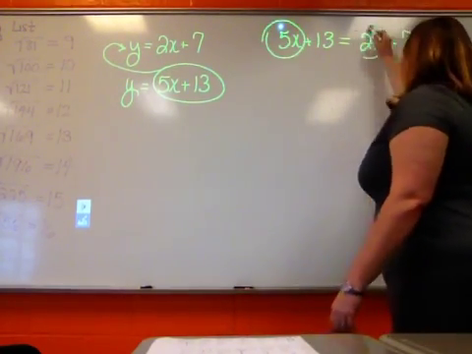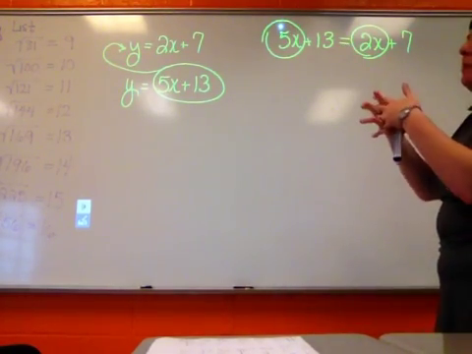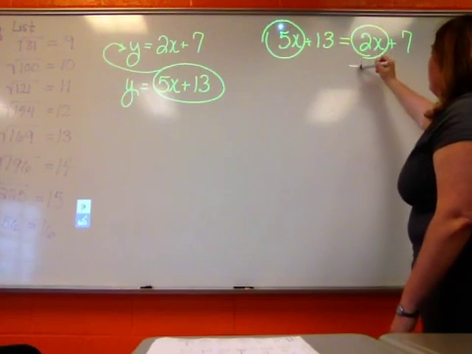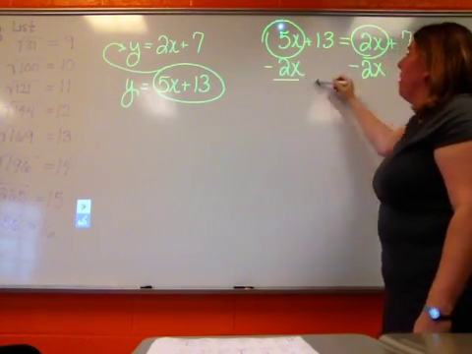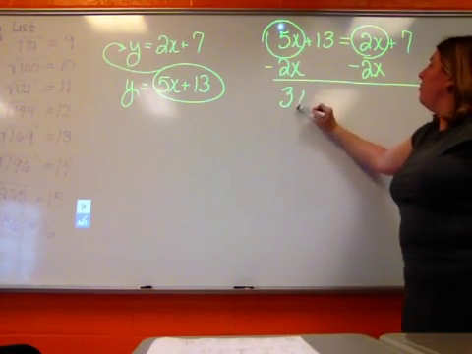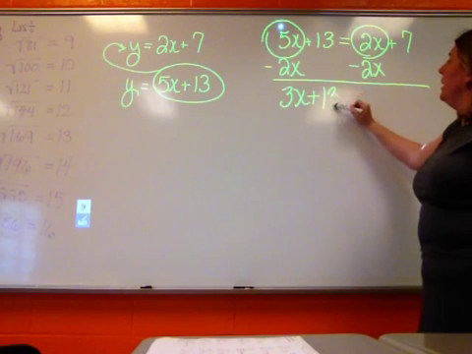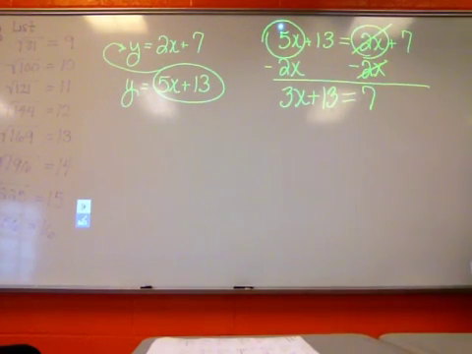Here's my 5x, here's my 2x. They're on opposite sides of the equal sign, so I cannot just put them together. I have to inverse my operations. So I'm going to subtract 2x from both sides because that's the inverse operation of addition. 5x minus 2x is 3x, so 3x plus 13 is equal to 7 because those cancel one another out.